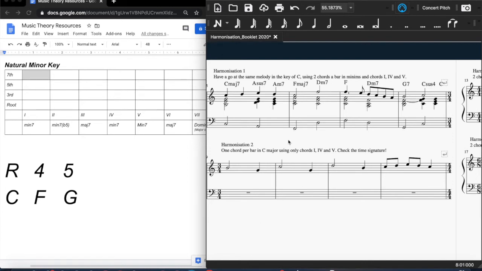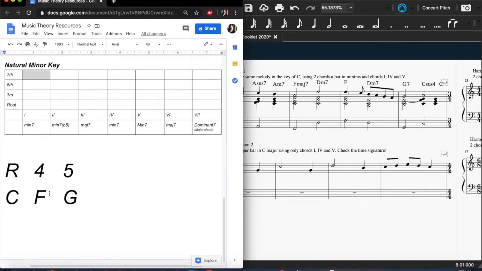So inversions are basically where the bass note of the chord, the note in the lowest register, is not the root note of the chord. For instance, if we take a C major chord, root, third, fifth: C, E, G. If there's a C at the bottom of it, it's root position. If there's an E at the bottom of the chord, it's in first inversion. If it's G in the bottom, it's in second inversion.